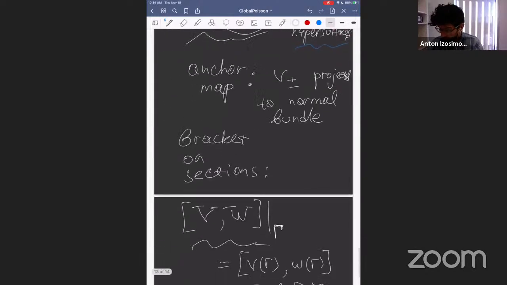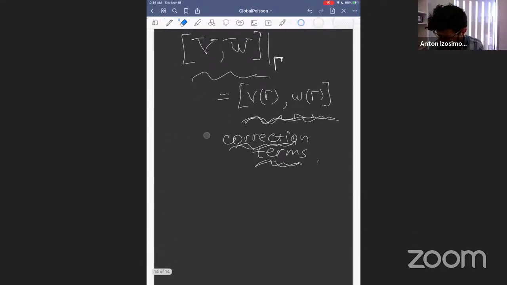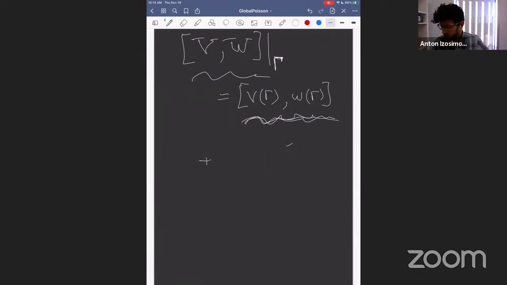There is a unique flat connection such that it's a flat section of that vector bundle. So if we extend the vector bundle a little bit, there is a flat connection there, and then the correction terms are like this. We take W, regard it as a section of that extended bundle, and take the covariant derivative with respect to our flat connection, in the direction given by the anchor map applied to V. And then there is the opposite term, which is the derivative of V with respect to the anchor map of W. So these are the correction terms.